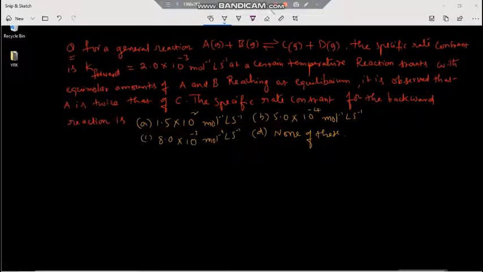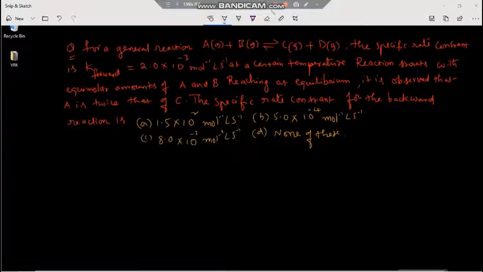If for a general reaction A plus B gives rise to C plus D in a gaseous reaction equilibrium, the specific rate constant of the forward reaction is given as 2 × 10⁻³ moles per liter per second at a certain temperature. Reaction starts with equivalent amounts of A and B. On reaching equilibrium, it is observed that A is twice that of C. The specific rate constant for the backward reaction is how much? They are asking the specific rate constant of the backward reaction.